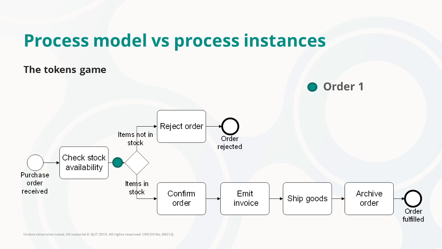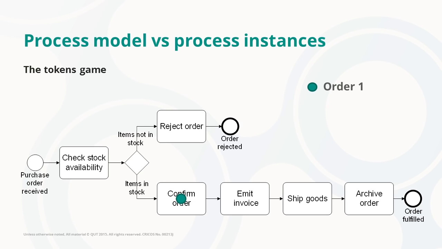Let's assume that the items for order number 1 are actually in stock, which means that we send the token to the bottom branch of this model, meaning that we are now ready to start activity confirm order. And once we perform that activity, we can move on with the other activities.